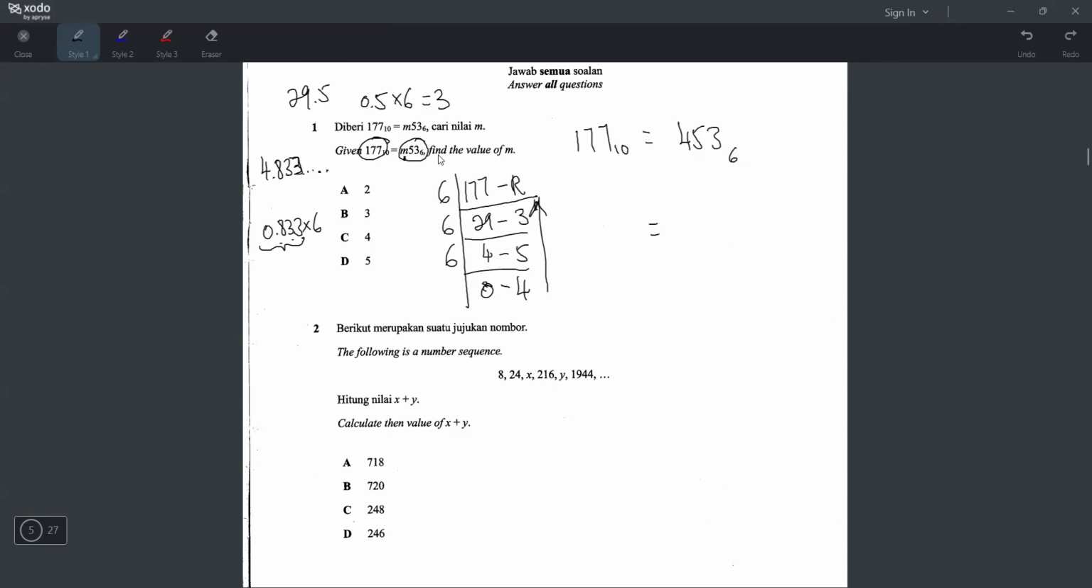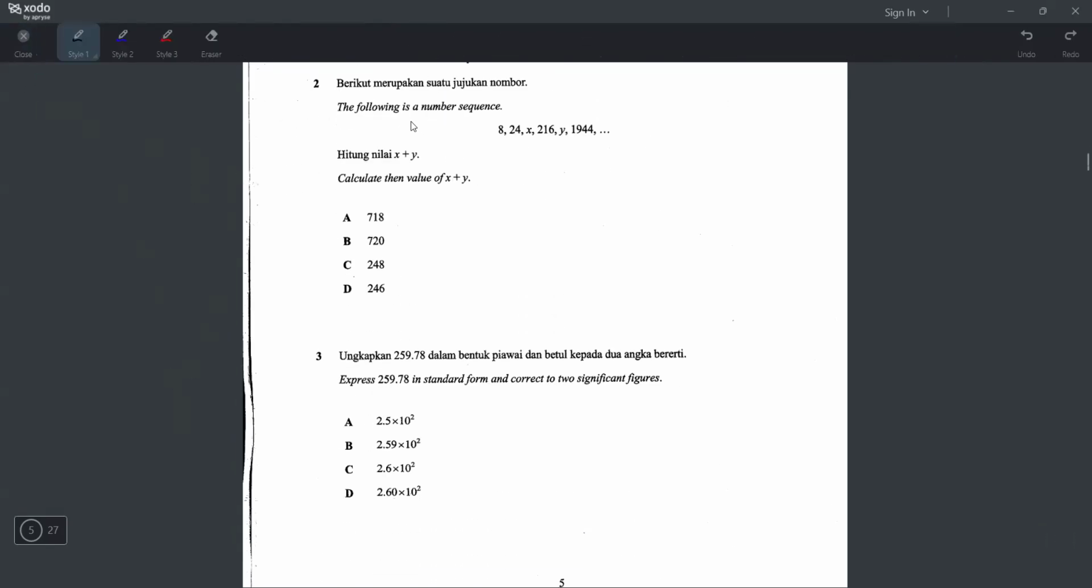But they want to find the value of m, right? So if you look, the value of m is 4, right? Because you just compare: m53, this one is 453. So m is the number here, then m is 4. Okay, that's all.